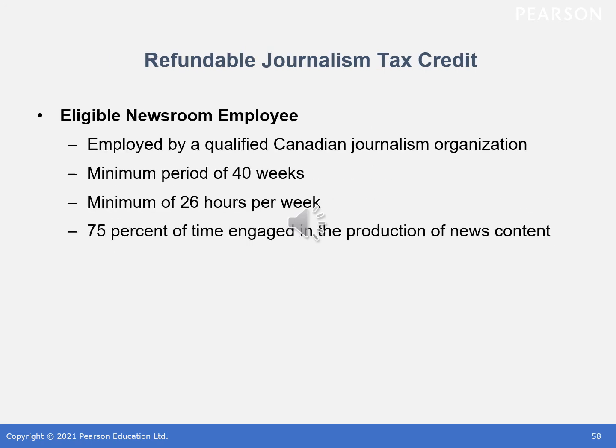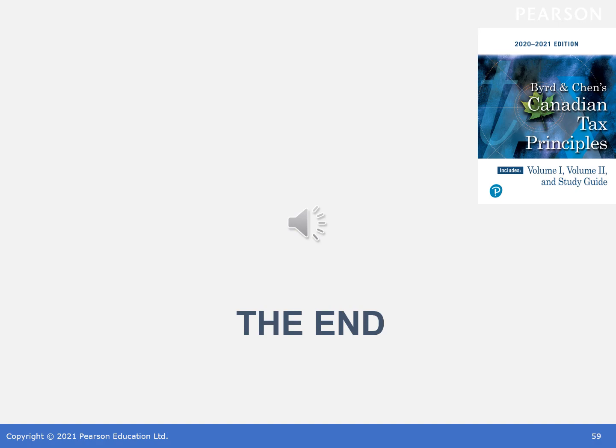In order to be an eligible newsroom employee, they have to be employed by a qualified organization, work at least 40 weeks, work at least 26 hours a week, and 3/4 of their time they must be engaged in the production of news content. And that's the end of our walkthrough for Chapter 12.